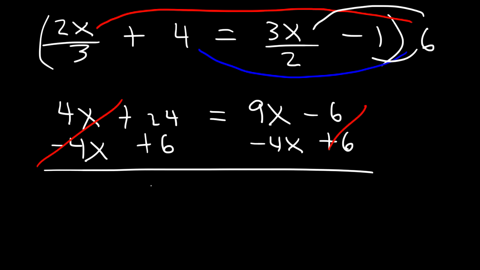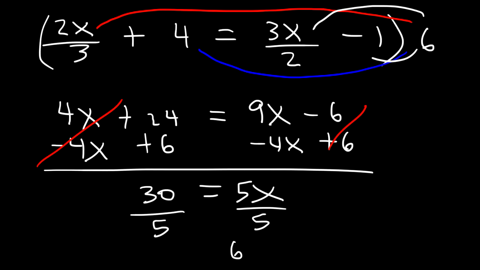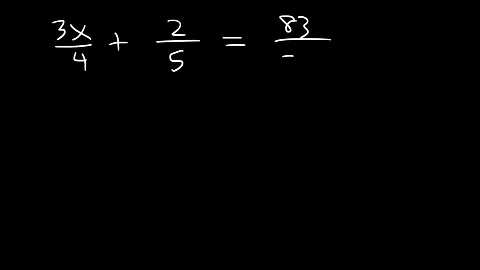24 plus 6 is 30. 9x minus 4x is 5x. Now all we need to do is divide both sides by 5. 30 divided by 5 is 6, so x is equal to 6, and that's the answer for that problem. Here's a similar problem, but this time there are going to be 3 fractions in the equation. So go ahead and try this problem.